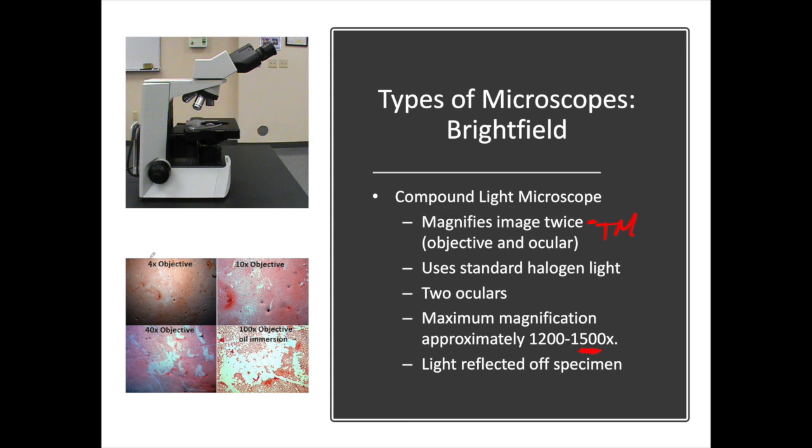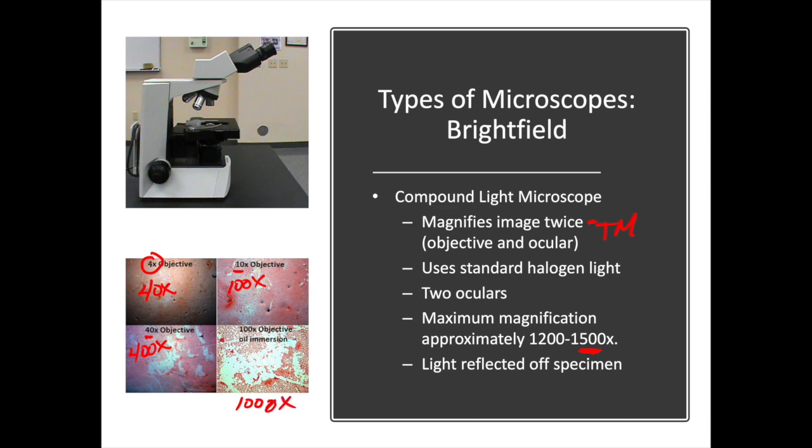So here in the bottom left, we have some pictures. This is what some bacteria look like at 4x. Then we move up to 10x, then 40. So this is a total magnification of 40x. This is a total magnification of 100x. Our 40x objective would be 400x. And then here, our 100x objective would be a total magnification of 1000x.